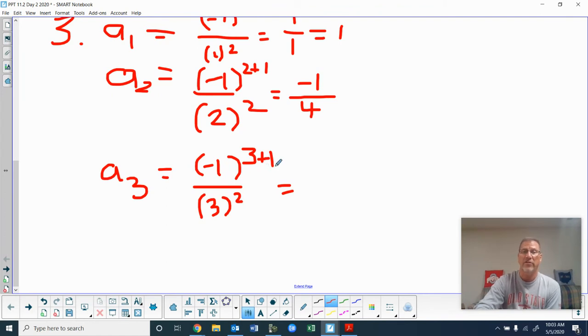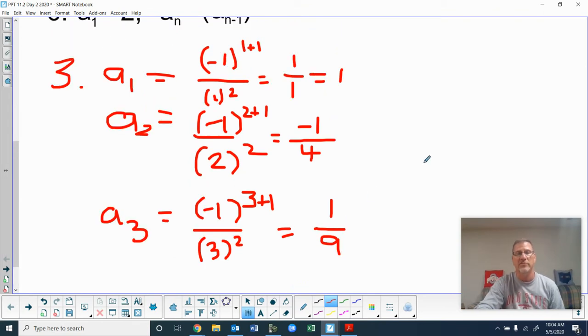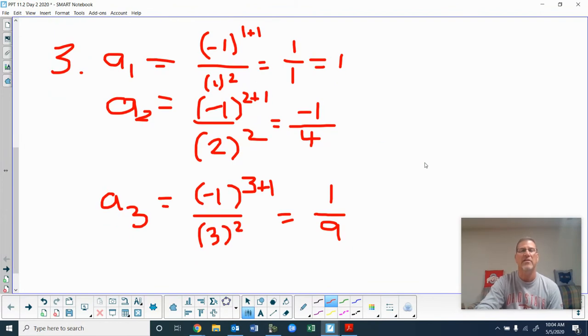So now it's -1 to the fourth power, which is -1 times -1 times -1 times -1, which would be a +1. Four negatives: an even number of negatives is positive, an odd number of negatives is negative. So when we have the quiz next week, pay attention to your signs. And then 3 squared is 9. So our three terms are 1, -1/4, and 1/9.